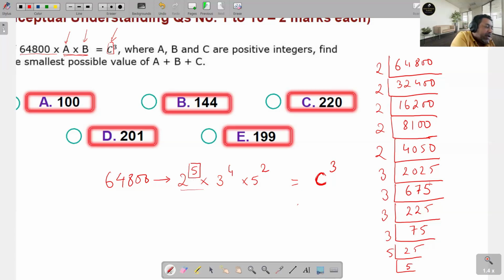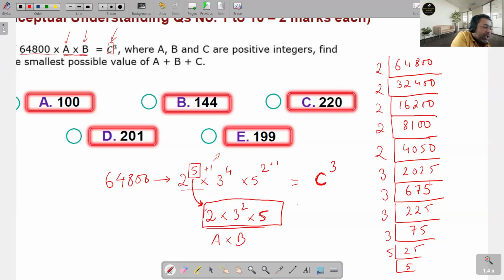Now the minimum multiple of 3 we can reach from 2 to the power 5 is by adding 1, which gives me a 6, correct? So I need a 2 from here. For 3 to the power 4, I need a plus 2, so I need a 3 square here. And for 5 square, the next multiple of 3 is 3, which is plus 1, so I need a 5 here. So A into B can be these.